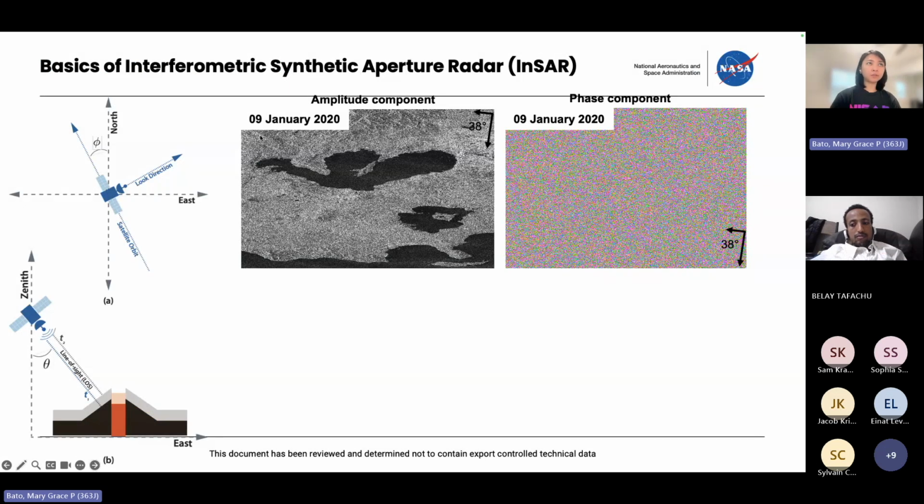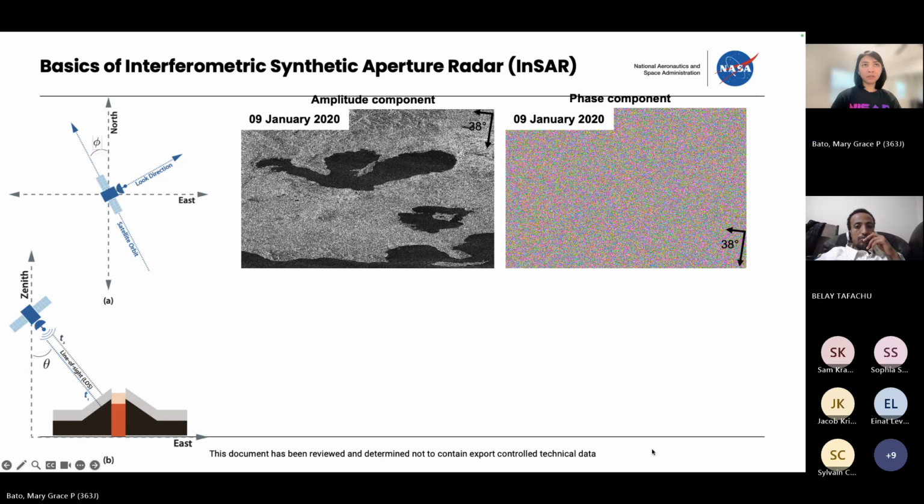So these are images taken over Taal in the Philippines. This is where the Taal volcano is. You see that it's somehow flipped because of the orientation of when this data was actually acquired. It's in the descending track. That's why it looks like that. And if you look at the phase component, again, it's noisy. It doesn't have any meaning at this point.